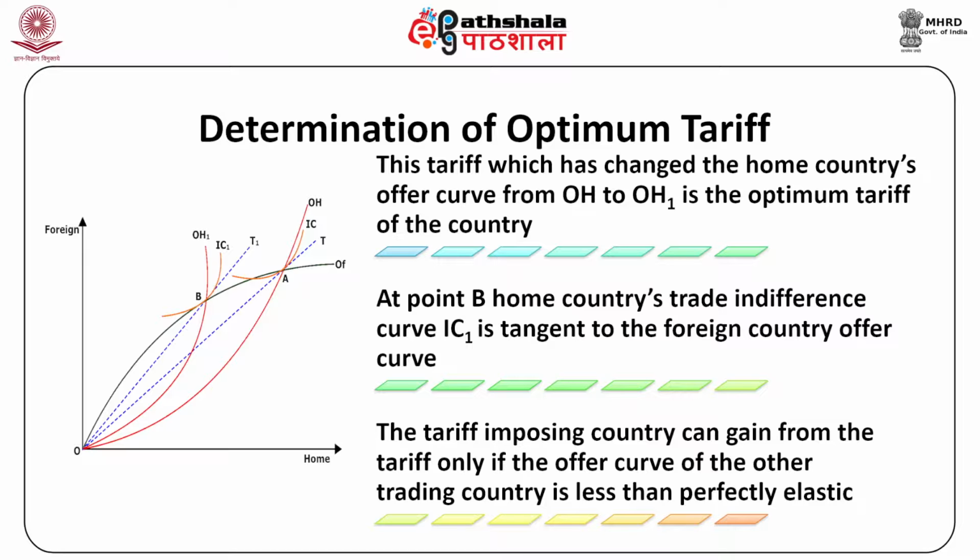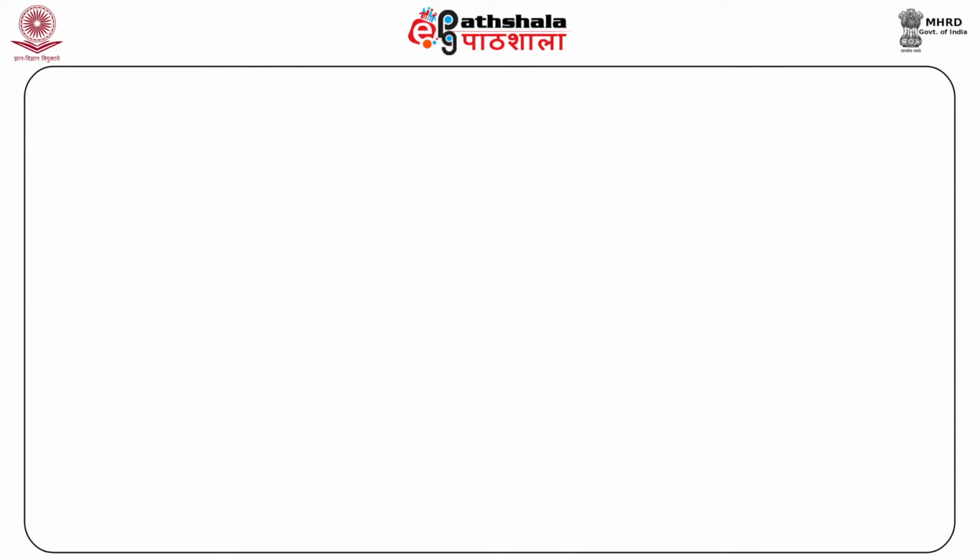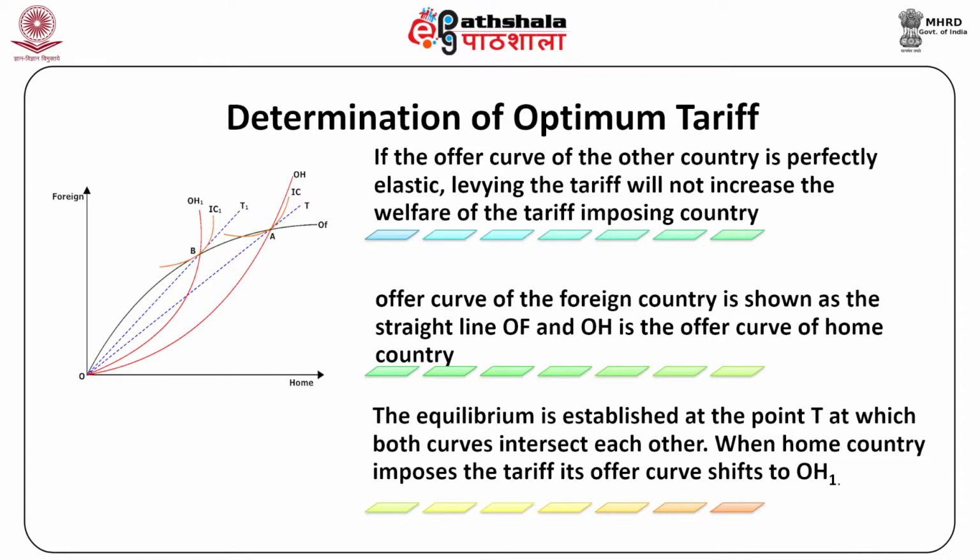The tariff imposing country can gain from tariff only if the offer curve of the other trading country is less than perfectly elastic. If the offer curve of the other country is perfectly elastic, levying the tariff will not increase the welfare of the tariff imposing country. And this is explained in the figure where the offer curve of the foreign country is shown as the straight line OF and OH is the offer curve of the home country. The equilibrium is established at the point T at which both curves intersect each other.